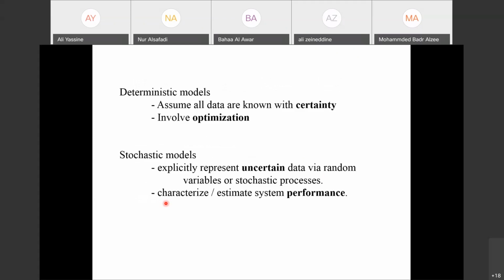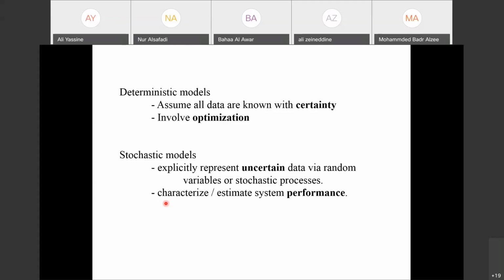So, as I said last time, there are two kinds of operations research models: deterministic models and stochastic models. The deterministic models are those that assume that the quantities used in the formulation are known with certainty. So they are deterministic, certain, and the objective of those models is usually to optimize a certain quantity. Optimize meaning either minimize or maximize. And usually we talk about maximizing profit, or minimizing cost or some kind of risk, and so on.